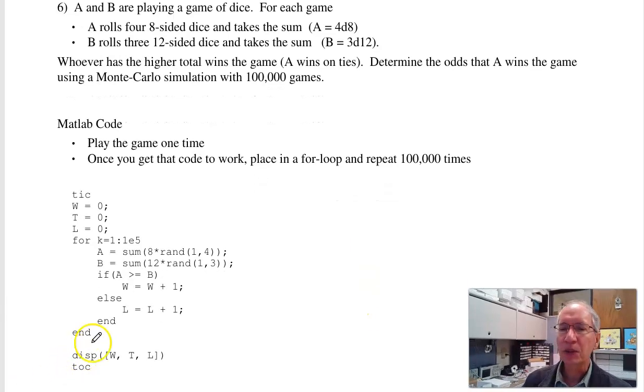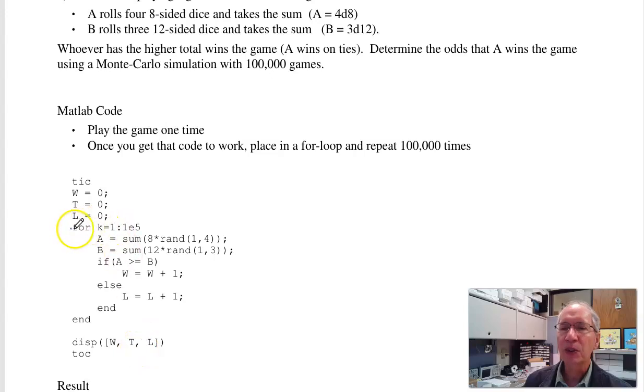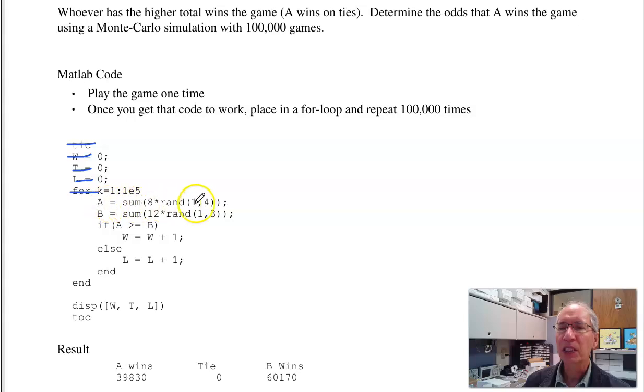Now to write this code, I don't write the entire code all at once. What I start with is just, let's play a single game. I'm going to roll the dice for A, roll the dice for B, take out the semicolons, make sure the code works, and then check: if A is greater than or equal to B, I won, otherwise I lost. Run this code over and over again until I'm convinced that this works.